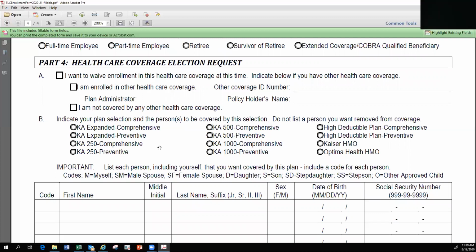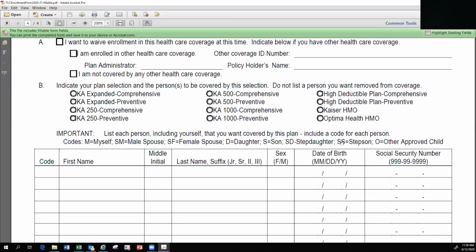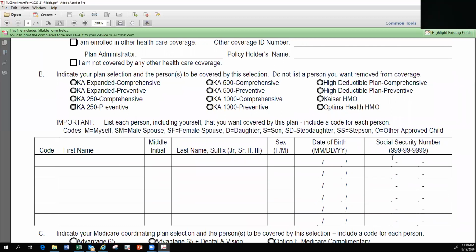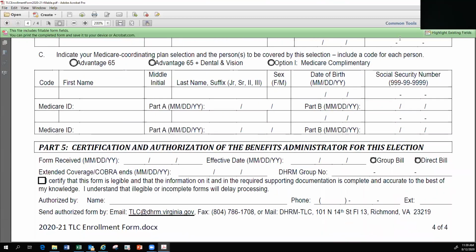So we do not have the expanded, we do not have the 500, we do not have the Optima Health. So all the other ones is what you can choose from: 250s, 1000s, high deductibles, or Kaiser. You're going to put your information in this first line, and then following that, any dependents that you're going to put on your plan. Then below that, leave everything blank because I'll fill out the rest for you.